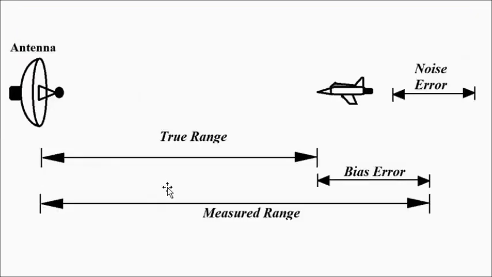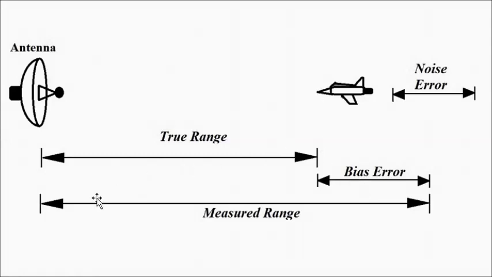For example, let us say that this target is this far away. The actual value of the range is this, but the measured value on the display shows this many meters. So the fixed difference between the measured value and the true value, in this case, is the bias error, which is a fixed offset value.